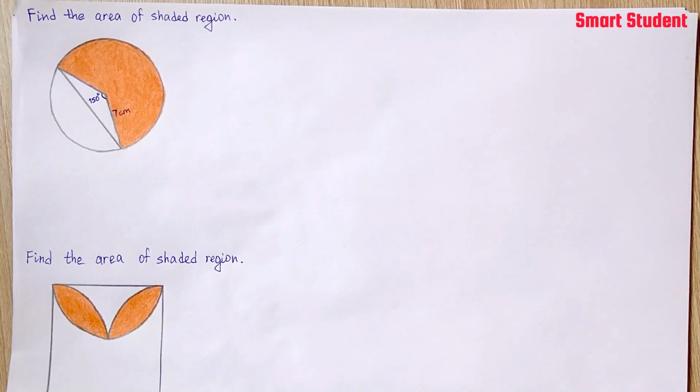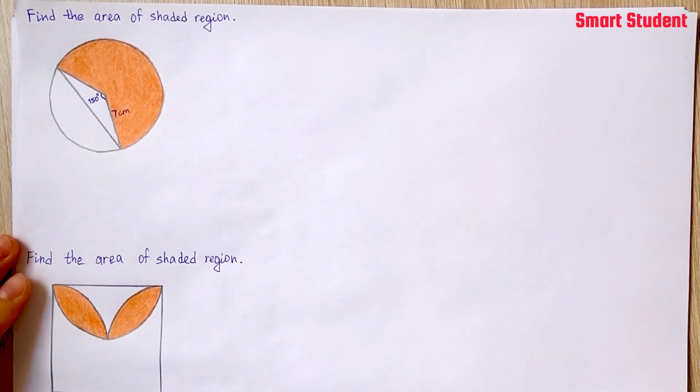Hello friends, in this video we're gonna solve these two tasks. As you can see, we need to find the areas of the shaded regions. So look at the first task. Here we need to work with the circle. Let's memorize. What was the area of the circle?